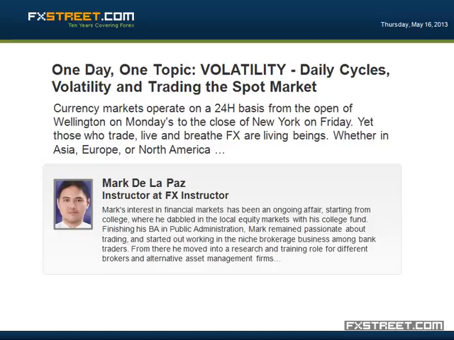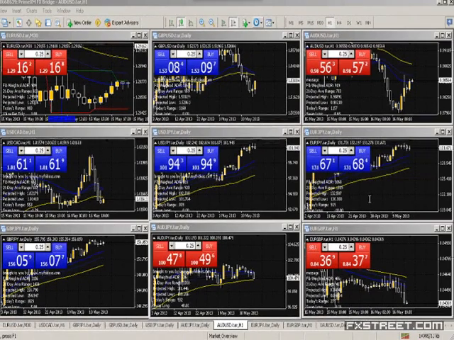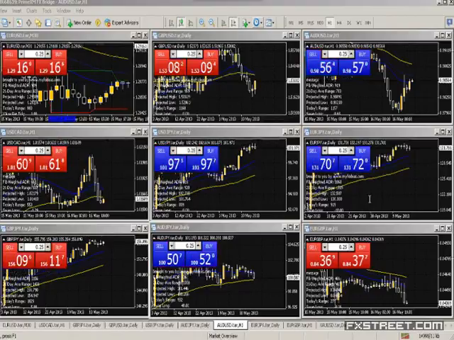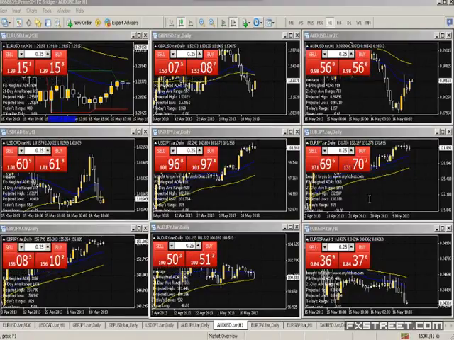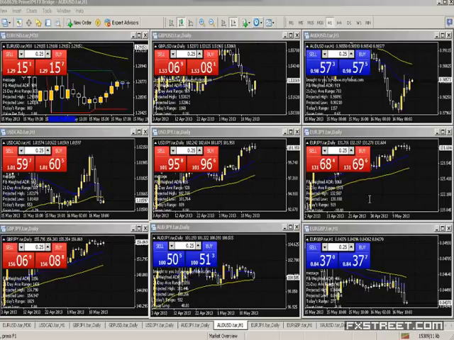Volatility. When FX Street told me about this one day one topic thing, and they told me that the topic was volatility, I started asking myself, is it really something that I'd like to do? And then I realized that perhaps many of the people that would talk about it would be discussing VIX or would be discussing options. So I thought, why not?